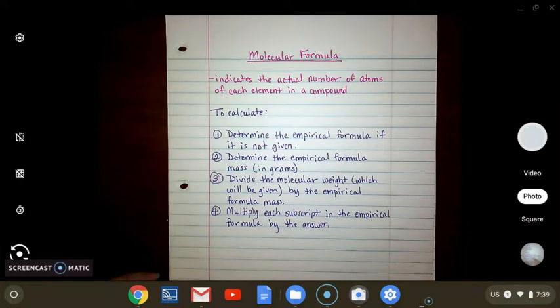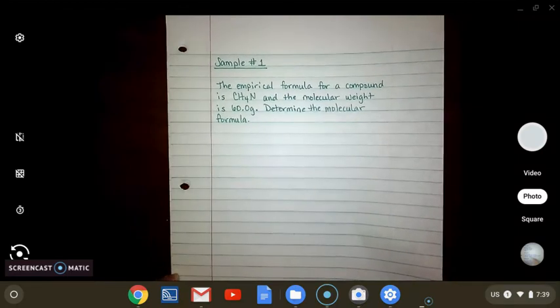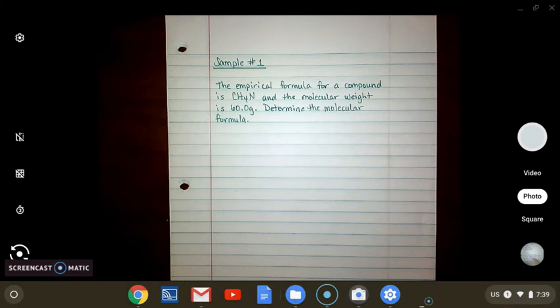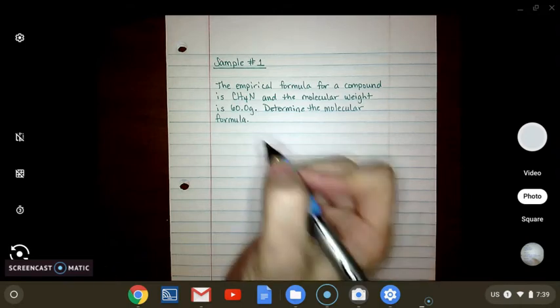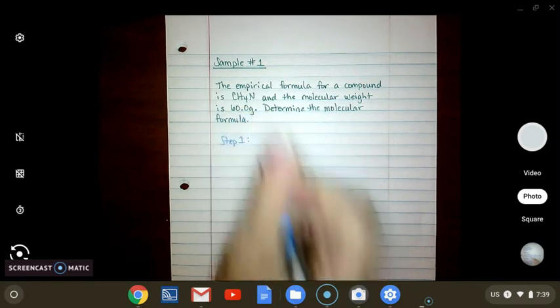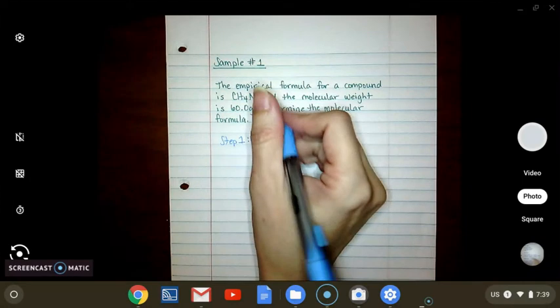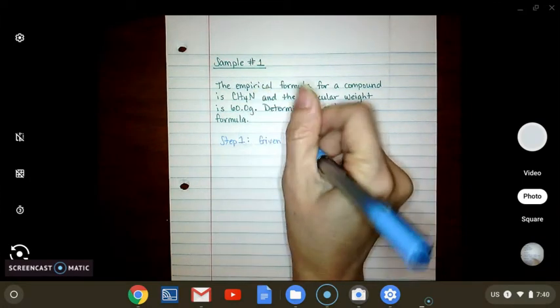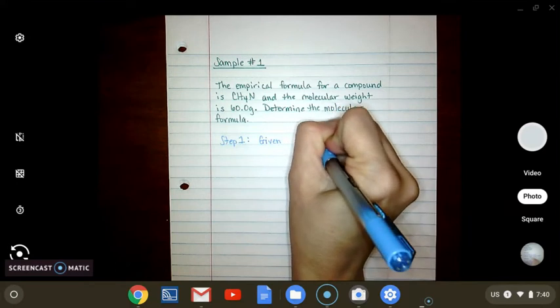So let's do our first example. This one, I actually gave you the empirical formula. So the empirical formula for a compound is CH4N, and the molecular weight is 60.0 grams. Determine the molecular formula. So step 1, from what you just read over there, I have given you that. So it's the given, which is CH4N.